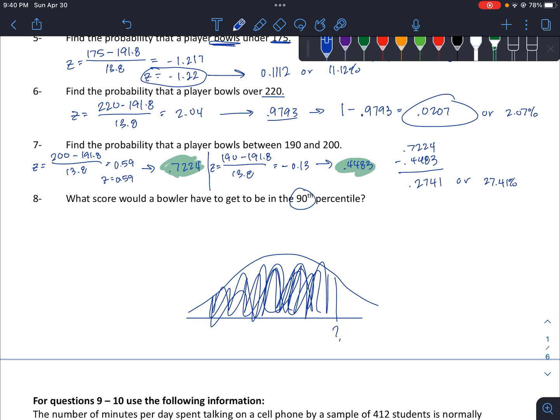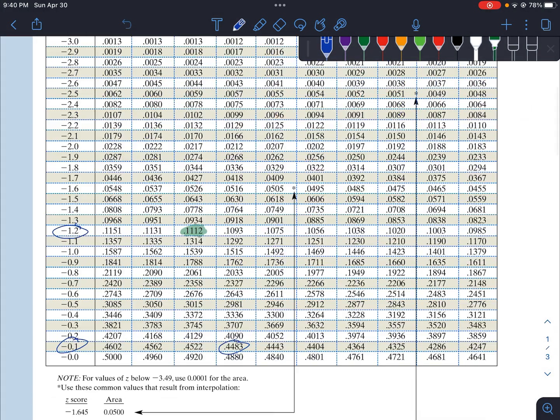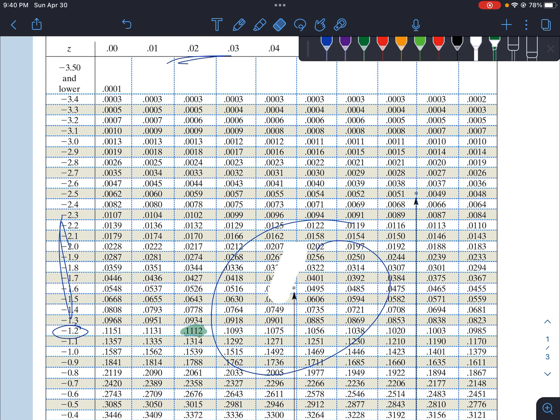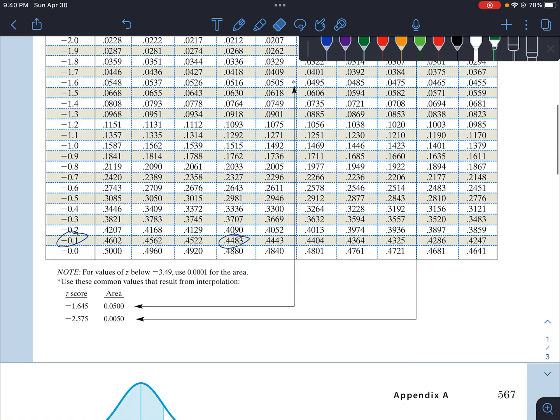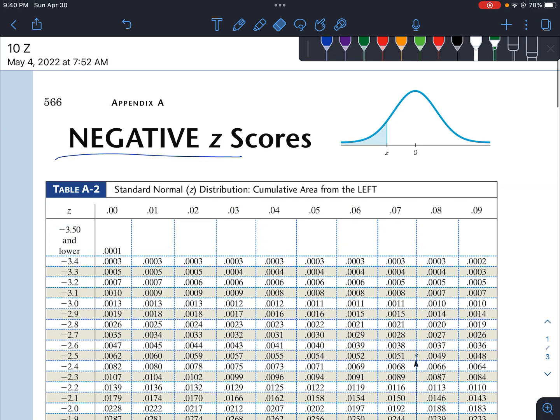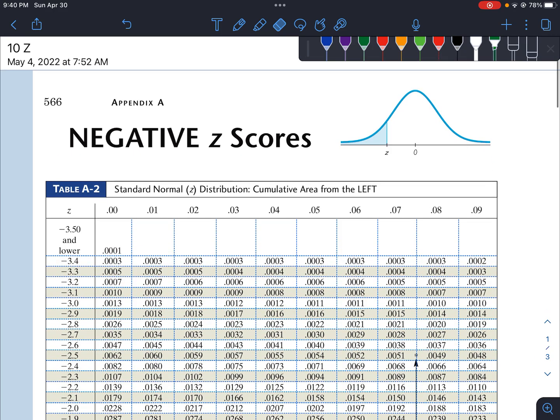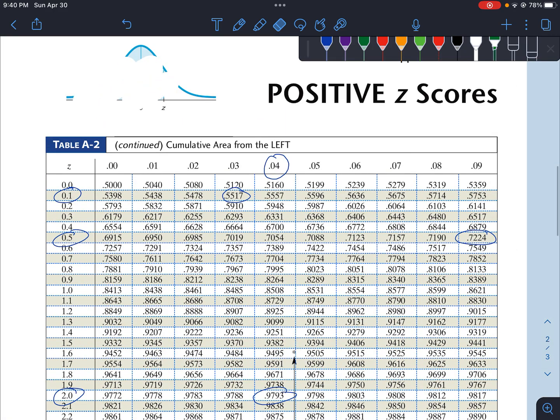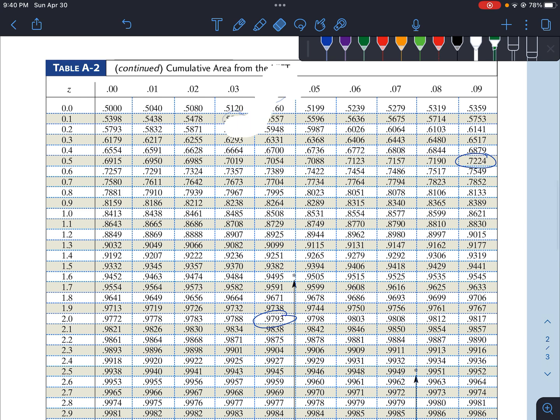Let's look at our z-table and try to find 90%. We're looking inside the table, not along the edges, because those are z-scores, and we're trying to find the z-score using a percentage. 90% of the curve is definitely going to be on the positive side, since that's the majority of it. So let's look for 90%.